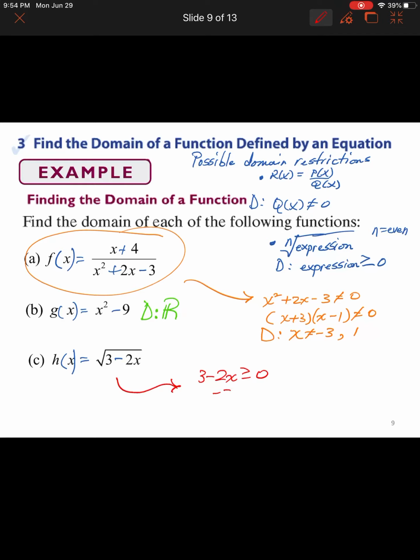So you take that expression and you set it greater than or equal to 0 and solve for your variable. So we have negative 2x greater than or equal to negative 3 because we subtracted 3 from each side. Divide each side by negative 2. Don't forget when you divide across an inequality that you have to flip your inequality symbol. So your domain is all real numbers that are less than or equal to 3/2. And that's the rundown for finding domains. All right, let's move on to the next.